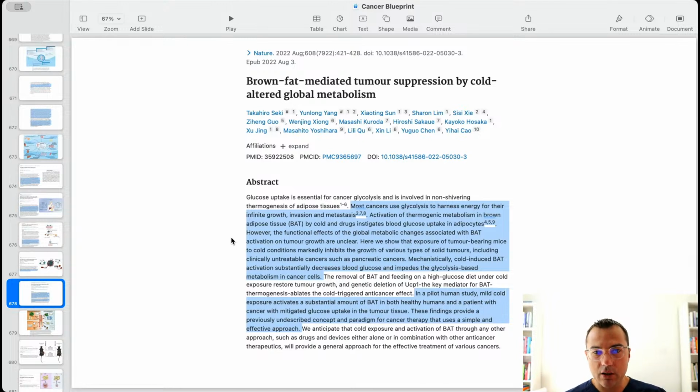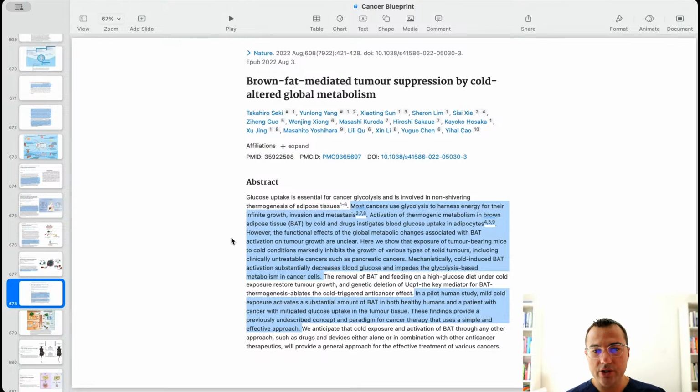Activation of thermogenic metabolism and brown adipose tissue, BAT, by cold and drugs instigates blood glucose uptake by adipocytes or fat cells. However, the functional effects of the global metabolic changes associated with brown adipose tissue, brown fat, activation on tumor growth are unclear. Here we show that exposure to tumor-bearing mice to cold conditions markedly inhibited the growth of various types of solid tumors, including clinically untreatable cancers such as pancreatic cancer.